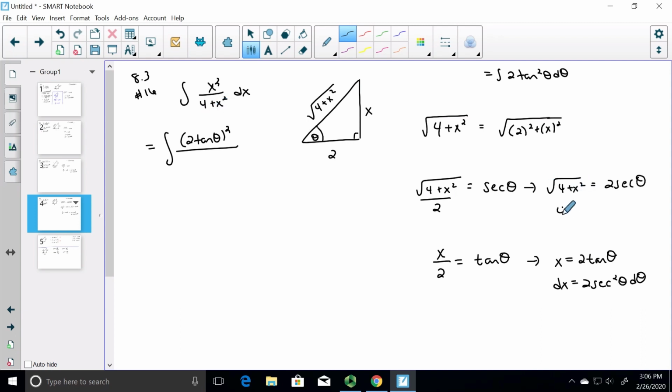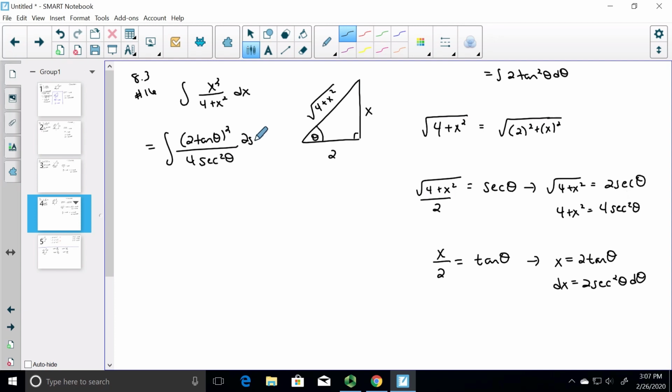Just square both sides, right? Square both sides. So you got to square the 2 also. So you're squaring the 2 is 4, squaring the secant, secant squared. And so without the square root, it would be that. So that's how you fix it. If it doesn't have a square root, you put the square root, treat it like it has a square root, and then just square both sides.